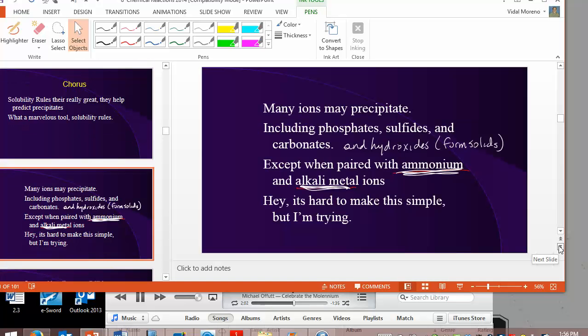Solubility rules. Okay, let's get to the ones that normally don't. These are the ones that are normally insoluble. Means they don't dissolve.